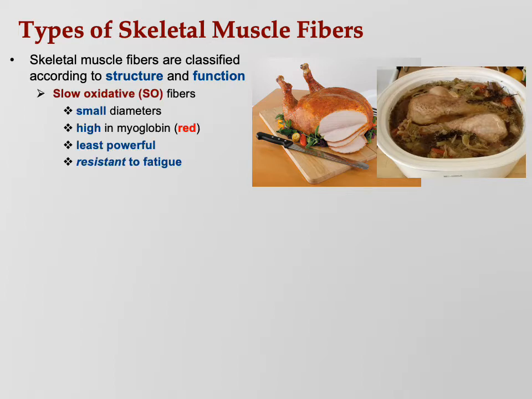Slow oxidative fibers, SO fibers. They're small in diameter, but they're high in myoglobin, so they appear red. You've looked at red meat, steak, before. Yeah, a lot of those SO fibers. They're the least powerful, but they're very resistant to fatigue. So these are the endurance muscles, okay?